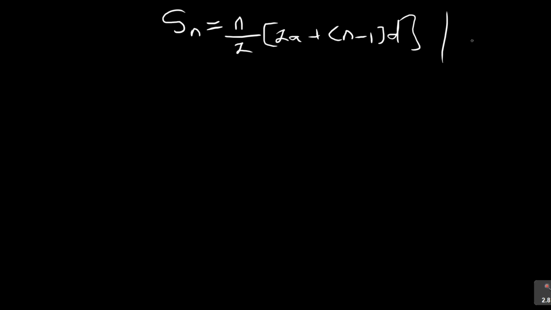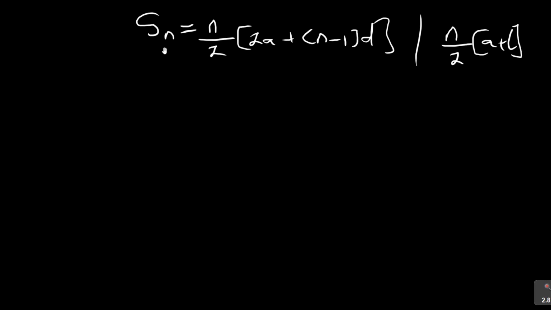So when I'm proving this formula, let's write the formula again. Sn is equal to n over 2 times (2a plus (n minus 1)d), and we're proving the other one, which says n over 2 times (a plus l). So these are the two formulas that we want to prove.